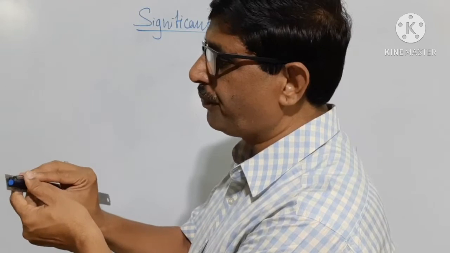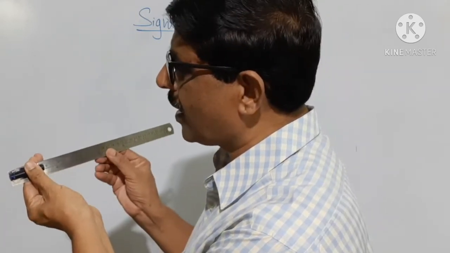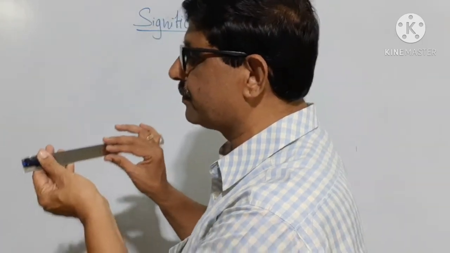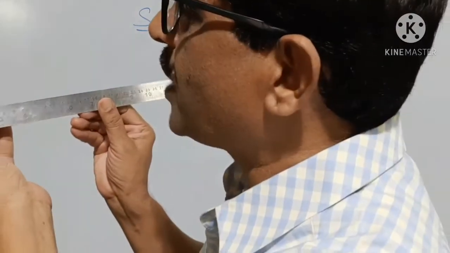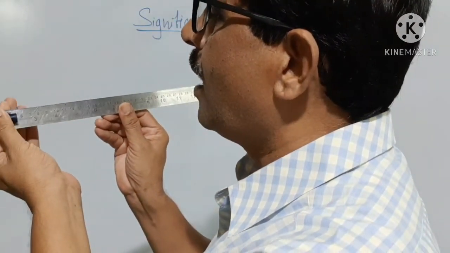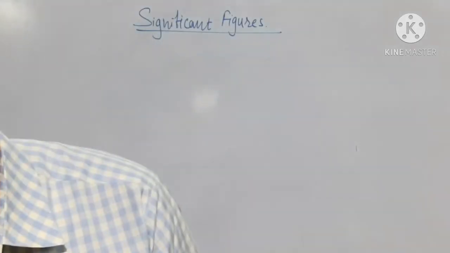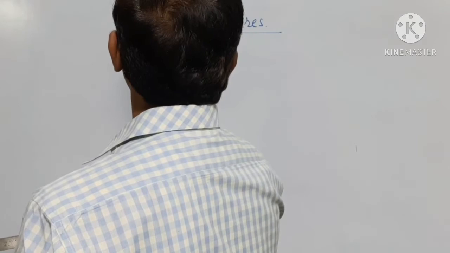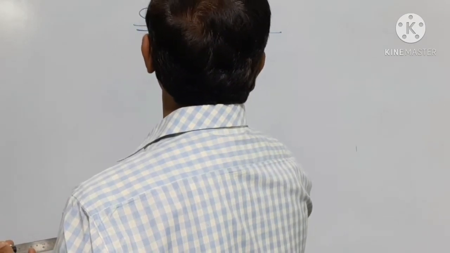What I will do, I will keep one end of the cap exactly at the 0 millimeter mark, and then we will see the observation at the other end, and it seems to be 5.6 centimeter. Therefore, the first length I had taken as 5.6 centimeter.